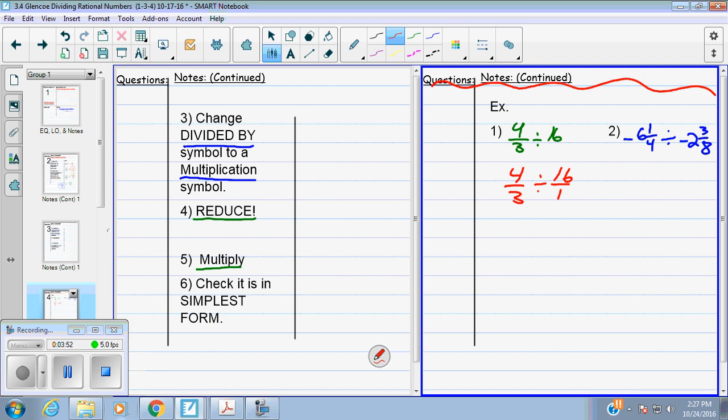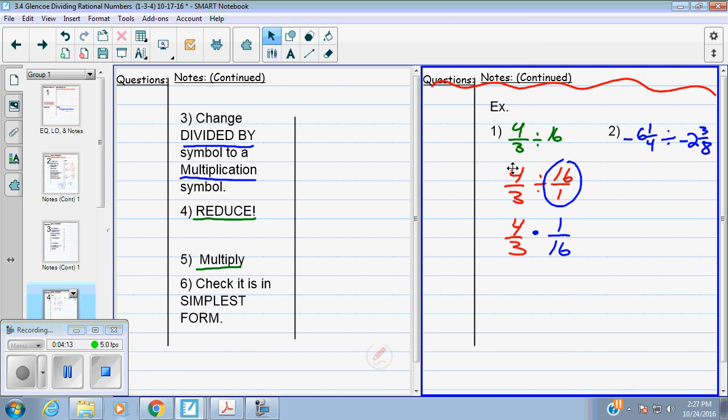Now step 2 says take the reciprocal of the number behind the divided by symbol. The number behind is 16 over 1, so we're going to take its reciprocal and turn it into 1 over 16. At the same time, we're going to change our divided by symbol to a multiplication dot. And then we bring 4/3 straight down and follow our rules of multiplying fractions. We're able to reduce this 4 and 16 by the number 4, and that gets us our answer of 1/12. Nicely done.